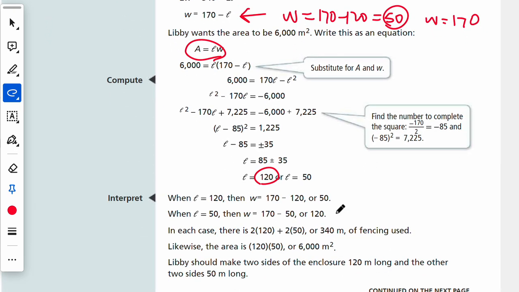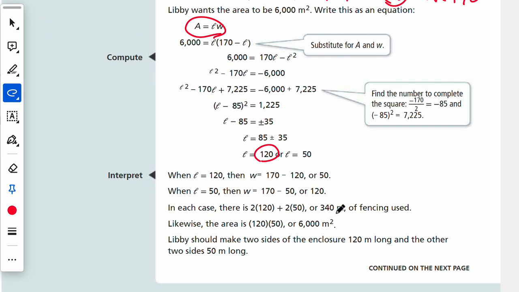340 meters. So she should make two sides of the enclosure 120 meters long and the other two sides 50 meters long would be our final answer.